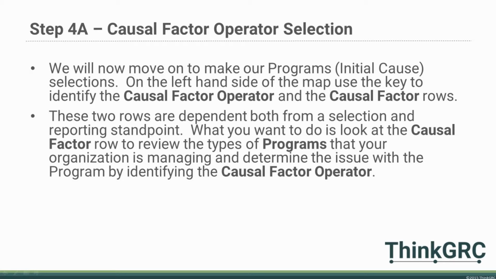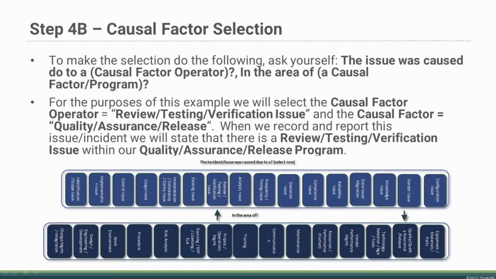On the left-hand side of the map, use the key to identify the causal factor operator and the causal factor rows. These two rows are dependent from both a selection and reporting standpoint. What you want to do is look at the causal factor row to review the types of programs that your organization is managing and determine the issue with a program by identifying the causal factor operator.